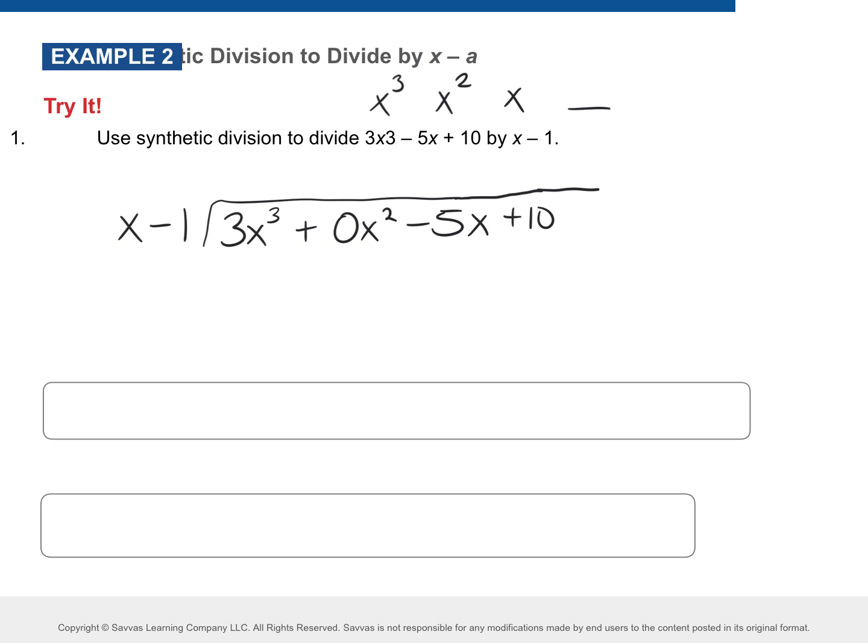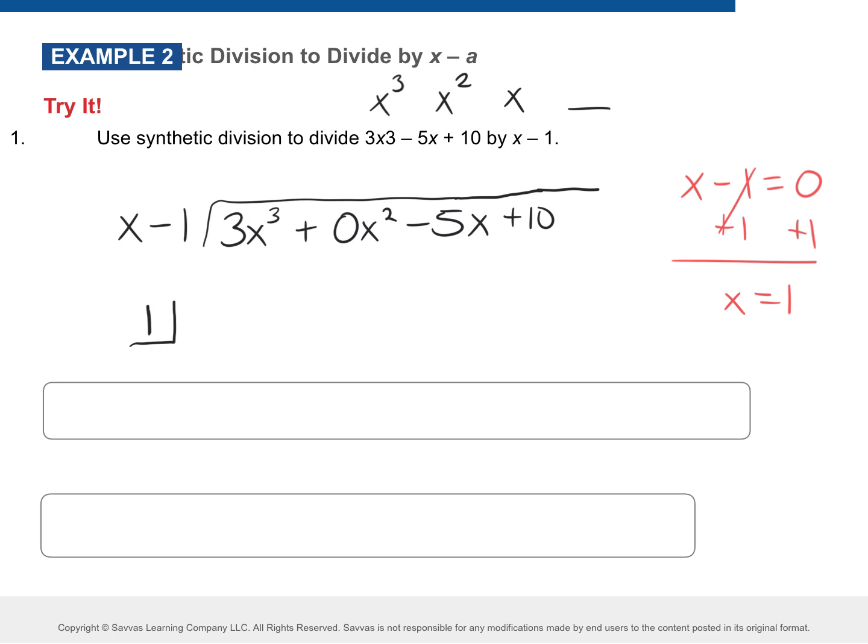Now, the directions tell us to use synthetic division. So we need to set up our synthetic division. How do we set that up? Remember, we start with a box. What goes inside that box? The 0 of x minus 1. So what does that mean? You have to do x minus 1 equals 0. So how do I solve that? Add 1. So I get x equals 1. So 1 goes in my box here.